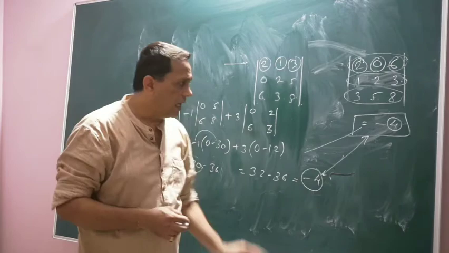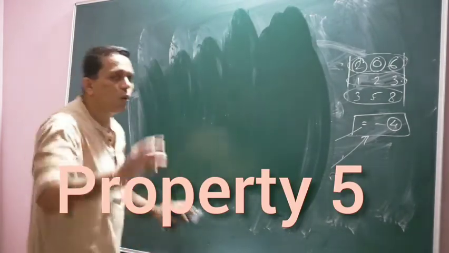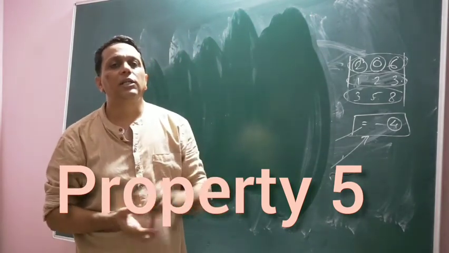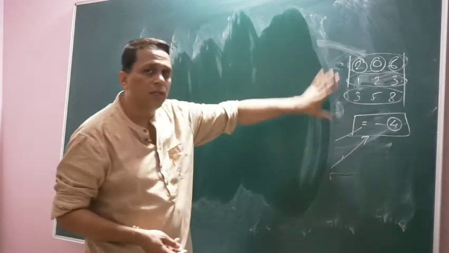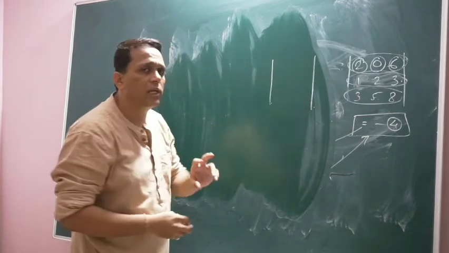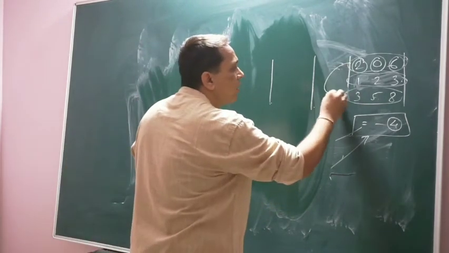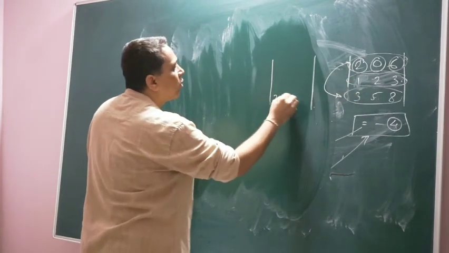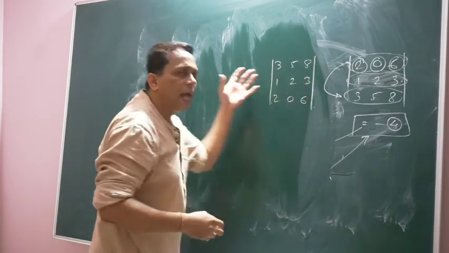The next property is, if we interchange any 2 rows or any 2 columns, then the value of the determinant changes in sign only. For example, as we know the value of this determinant is -4, now what we are going to do, we are going to change any 2 rows or any 2 columns. So let's change first and third row, exchange the first and third row. So first row will now become third row, and third row will now become first row. The middle row will remain as it is.